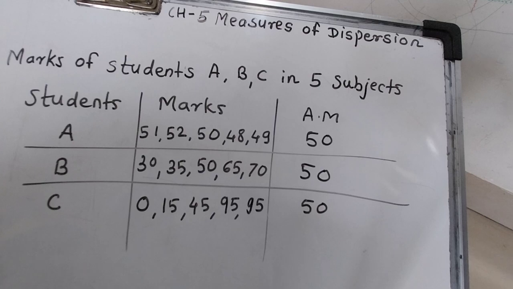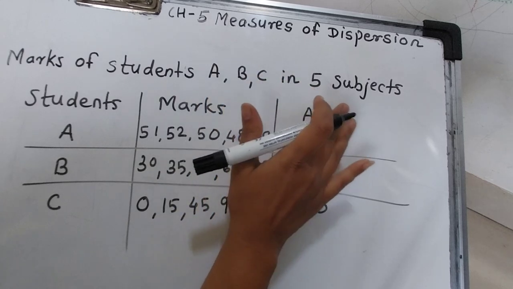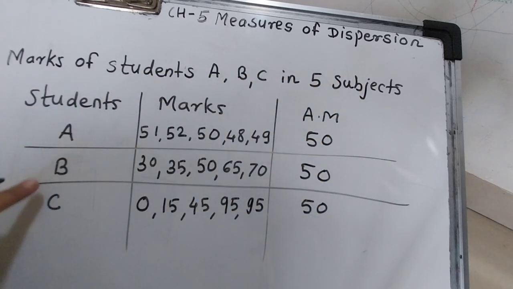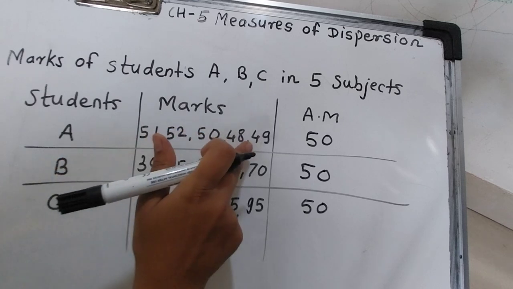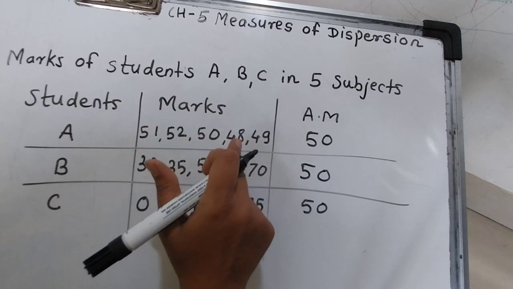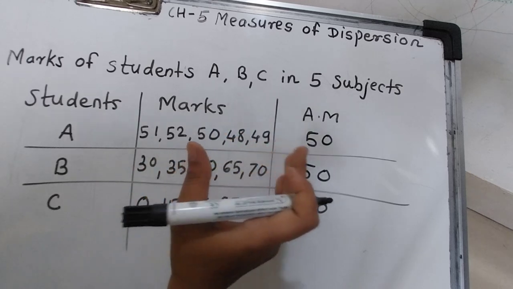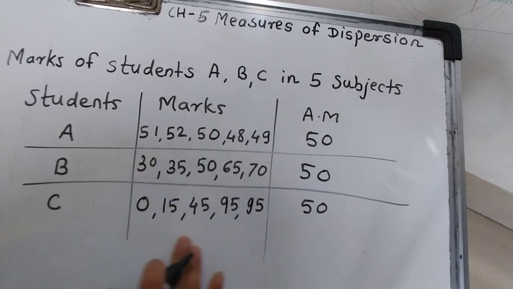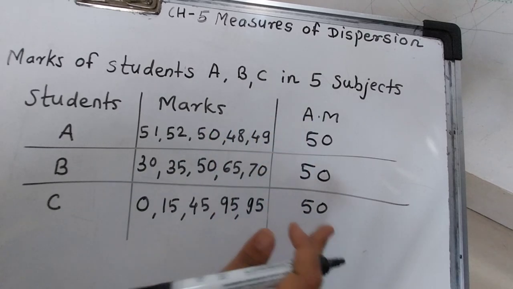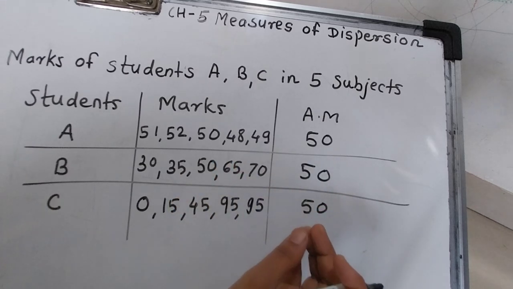Now we will start the fifth chapter, measure of dispersion. Why do we study dispersion? See, this is the data of marks of students A, B, C in 5 subjects, and the arithmetic mean of those marks. All of you know what the arithmetic mean is. Observe the data: the data is scattered, but the arithmetic mean is the same.